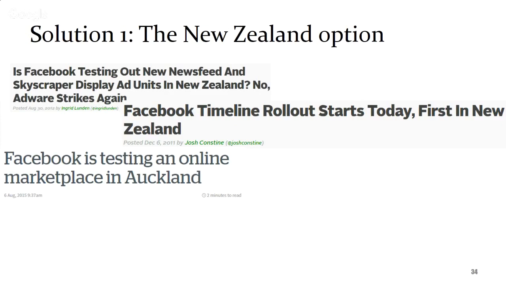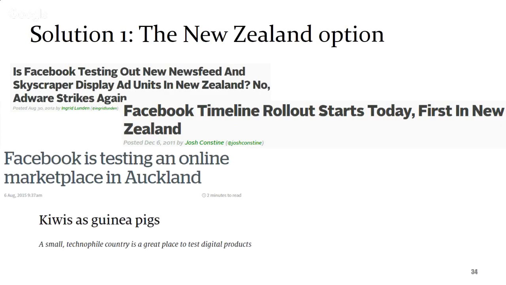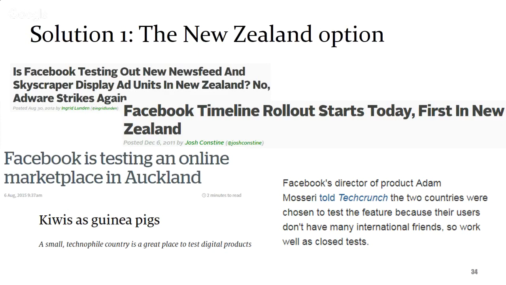And the reason they do this is, so here's Facebook's director of product, Adam Mosseri. He got interviewed with the Economist, and he openly gave the explanation that it's because it's a smaller country, it has just the right size to have sufficient statistical power.